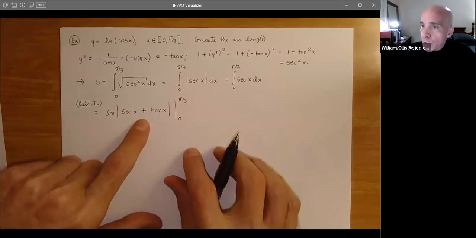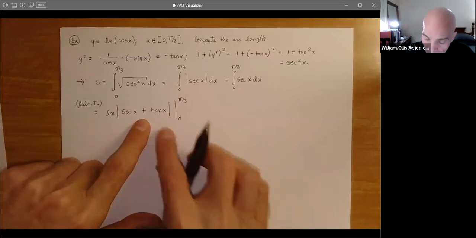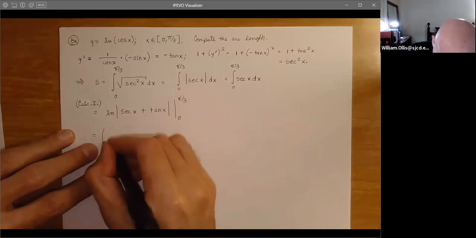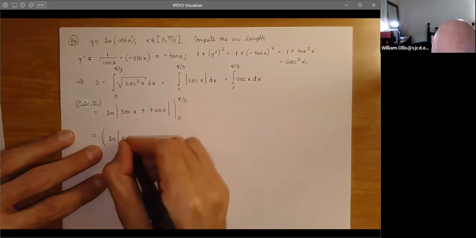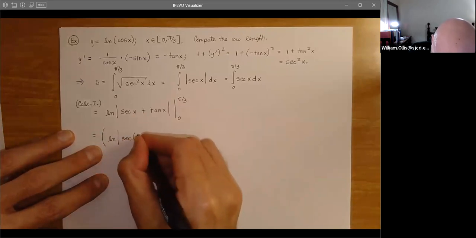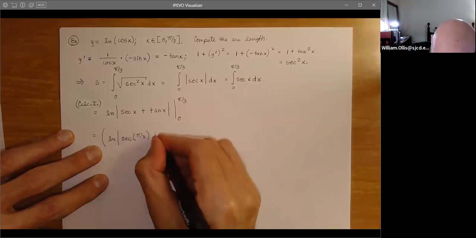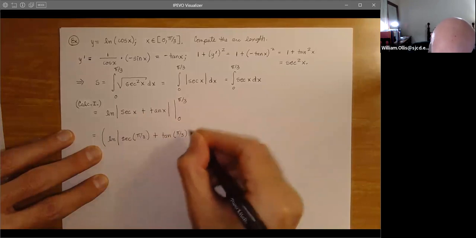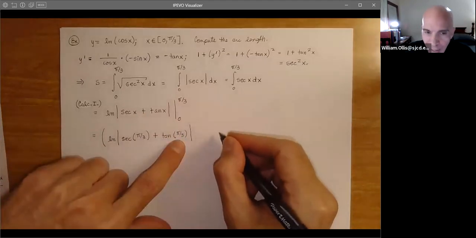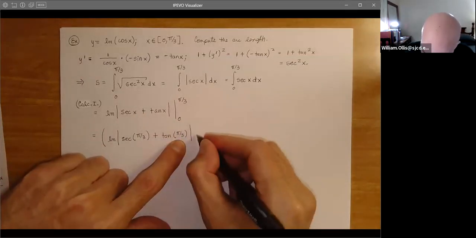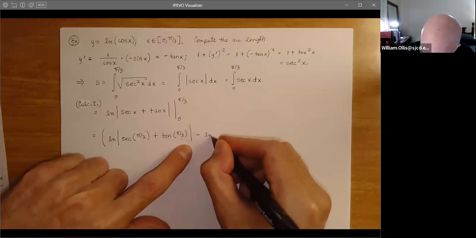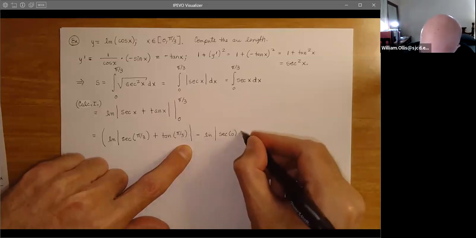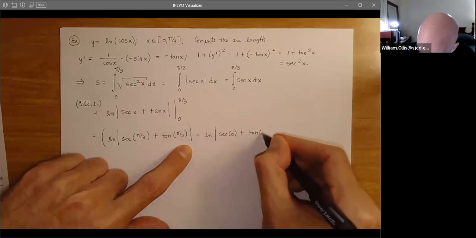So again, use your reference chart for this. And now we can use the fundamental theorem. So we have natural log secant of pi over 3 plus tangent pi over 3. Use parentheses just to make things clear. A lot of times we leave them out, but use parentheses as you need. And then we have natural log secant of 0 plus tangent of 0.